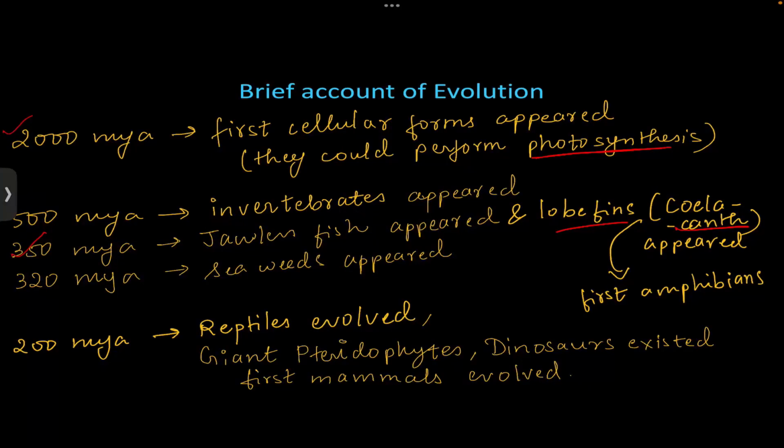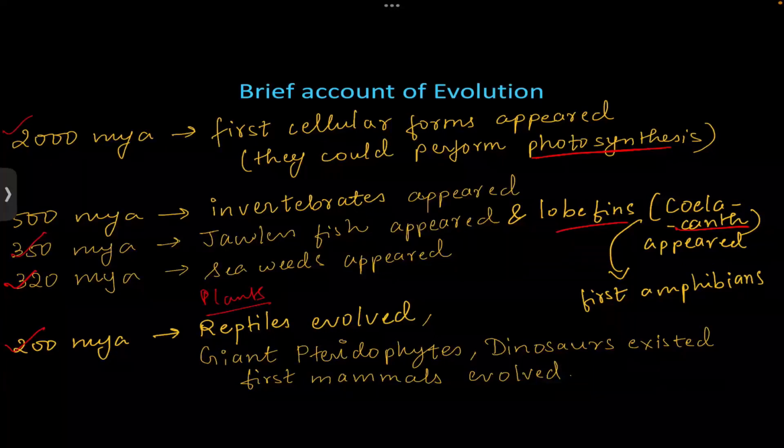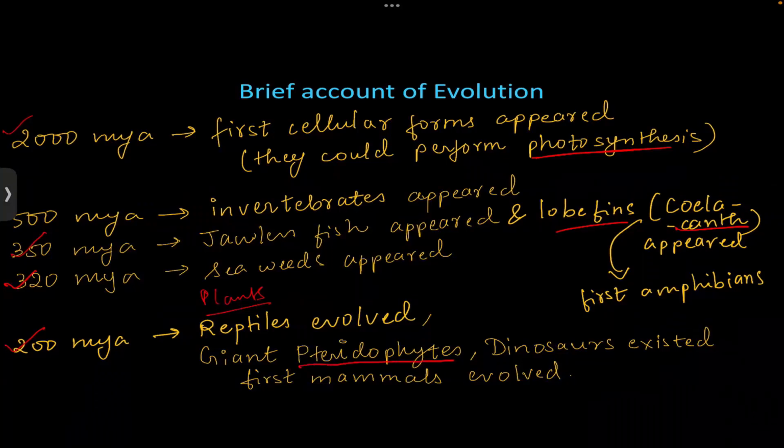Then seaweeds appeared 50 million years ago. They all lived in water. Then it is said that it is the plants which invaded the land first. So when animals like amphibians, reptiles, etc., started to live on land, they already saw plants around them. After plants invaded land, reptiles started to evolve. That is around 200 million years ago, as well as various kinds of ferns or pteridophytes. They were present and they were very huge.